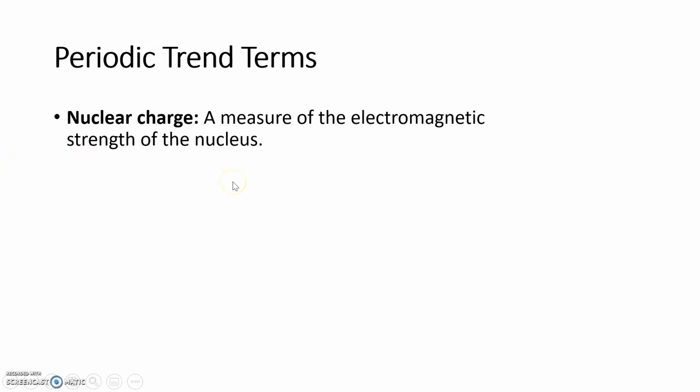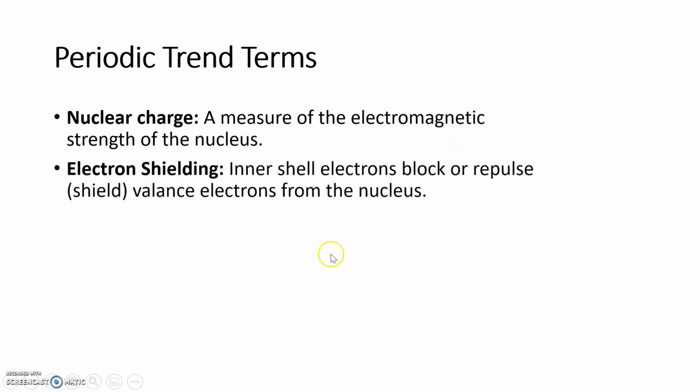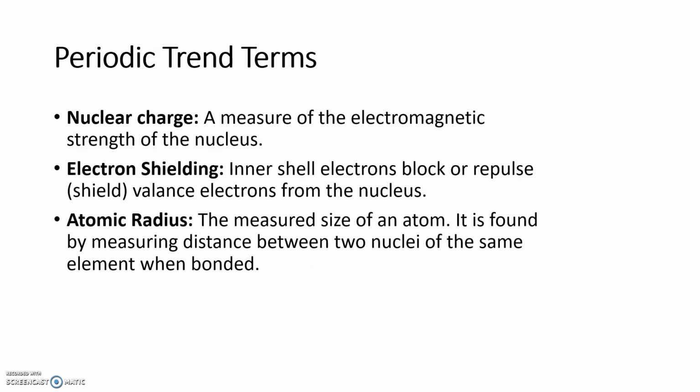So starting off, guys, it's important to know these terms. You're going to hear them quite often, so it'd be good to have them in your mind as to what they are. Nuclear charge is a measure of the electromagnetic strength of the nucleus. Electron shielding is how many inner shell electrons you have, and atomic radius is the size of an atom, basically.